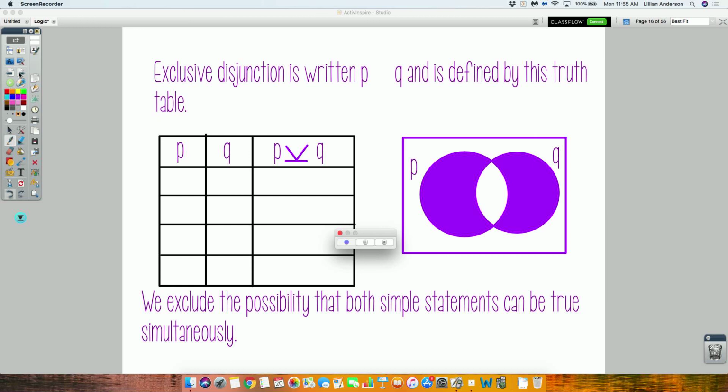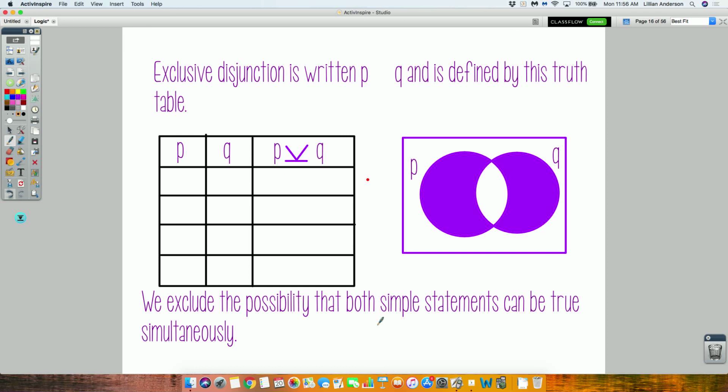All right. Exclusive disjunction. That is kind of correspondent with A complement intersection B complement. That's what it looks like on the Venn diagram. All right. So we exclude the possibility that both simple statements can be true simultaneously. All right, so true, false, false, true, false, true, false.